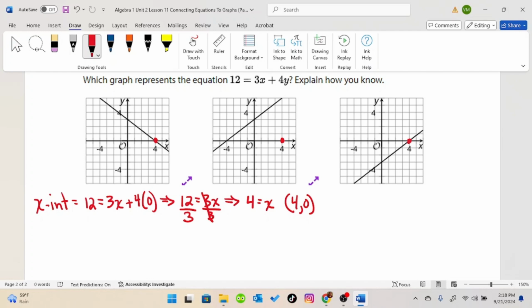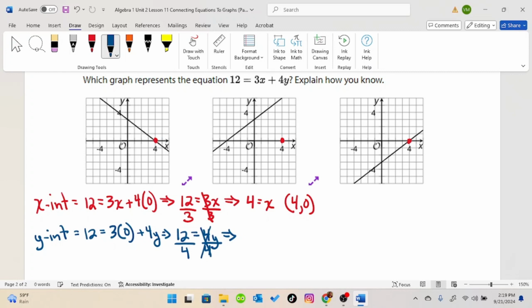So we eliminate the middle graph as a possibility. So it's either the first graph or the third graph. Now we want to find the y-intercept. We're going to do this by making x 0. Three times 0 is 0, so that leaves us with 4y. Now we're going to divide both sides by 4 to get rid of it on the right. 12 divided by 4 is 3.